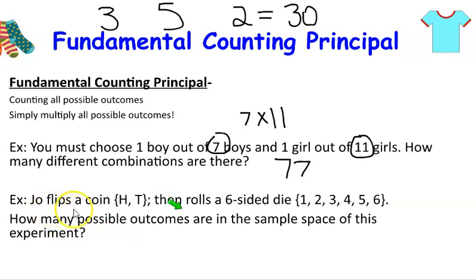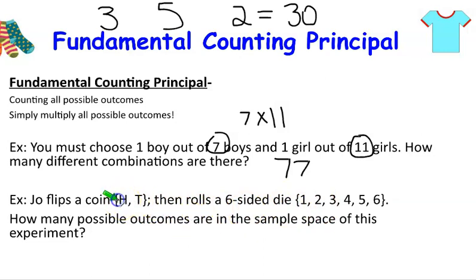Here we go. Joe flips a coin, right? And here's your sample space. Okay. Only heads or tails. Then he rolls a 6-sided die. Well, there's 6 sides, so your 6 choices are either 1, 2, 3, 4, 5, and 6. How many possible outcomes are in the sample space of this experiment? Okay, so you flip a coin first and then you roll a die. What are your combinations? What are your possibilities?